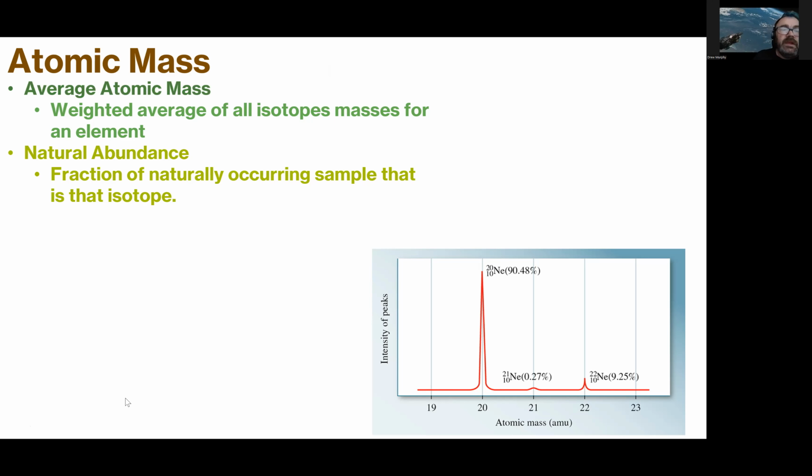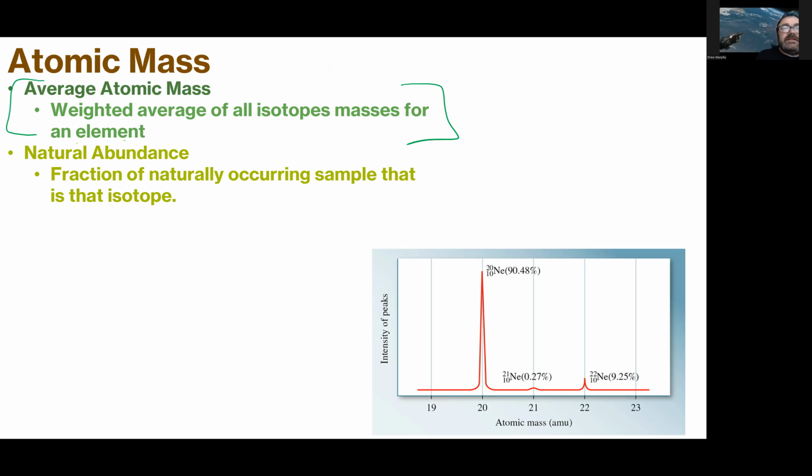We're getting the average atomic mass, which is what we just refer to as atomic mass most of the time. It's a weighted average of all isotopes' masses for an element, and this is naturally occurring isotopes. Well, I guess maybe not even naturally occurring anymore, but stable isotopes, whatever. All the isotopes of an element and its weighted average. And I'll show you how we calculate that as we do stuff in a minute here.